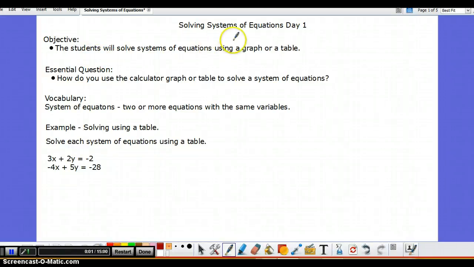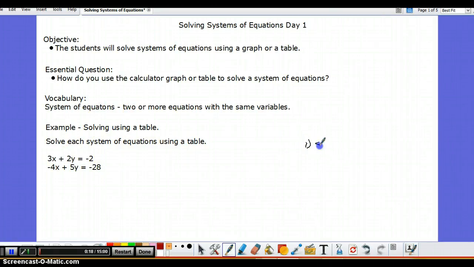Alright, so in this one we're going to be solving systems. This is day one, so we're going to be solving systems using graphs and tables. You should learn how to use the graph and the table to solve systems of equations. When we do this, we've got 3 real steps.